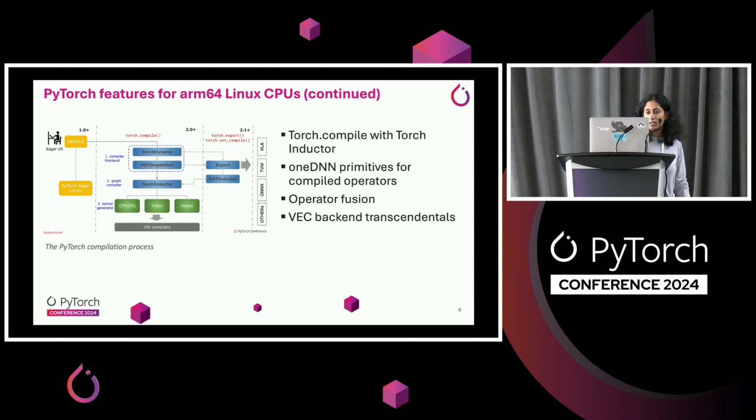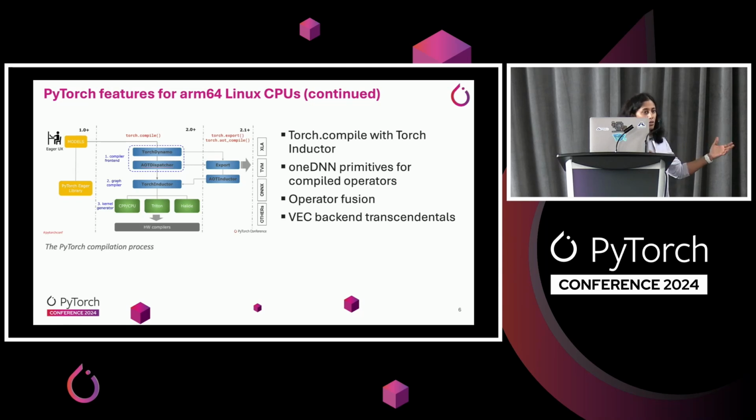Continuing this feature list onto Torch compile, PyTorch supports Torch compile with the inductor backend for ARM64 CPUs, because that is the way you can take advantage of all the ARM Compute Library, that is ACL kernels, and all the optimizations I just talked about in the previous slide. Apart from that, Torch compile also supports some of the new primitives to give you fused kernels, like the operators which are fused to reduce the runtime overhead. And it also comes with some of the optimized activation functions from the ATen vec library.